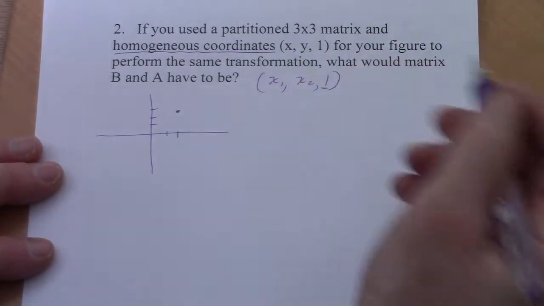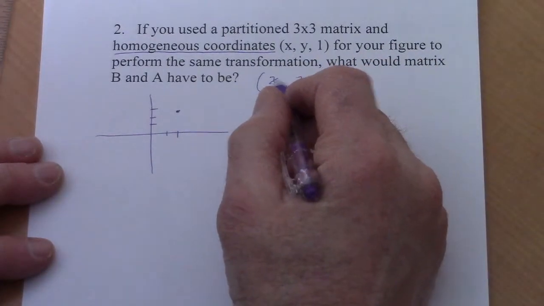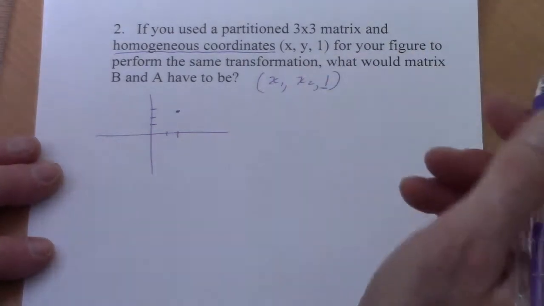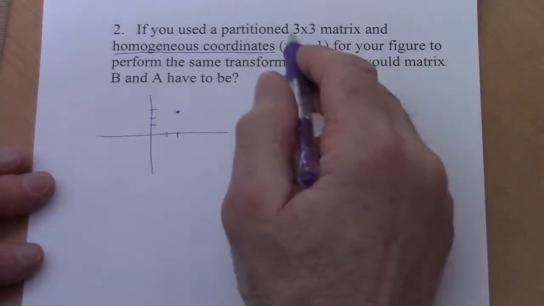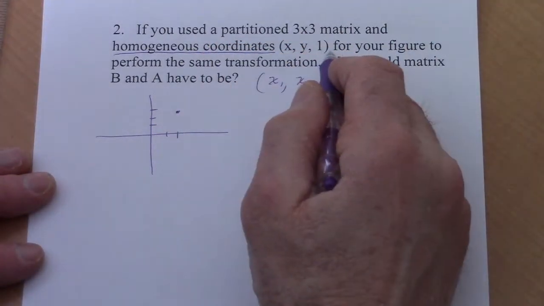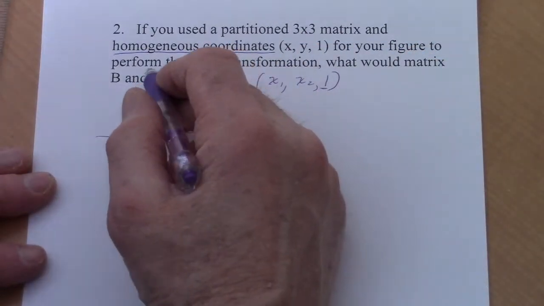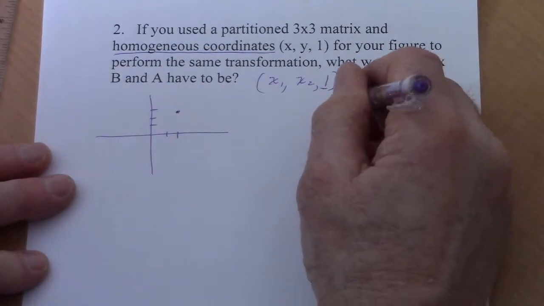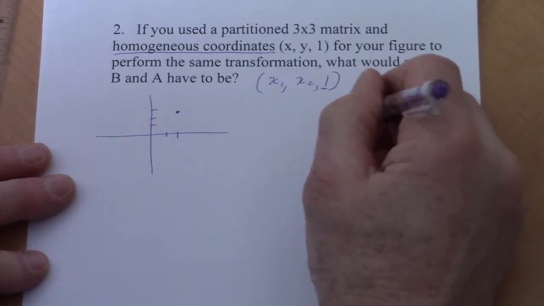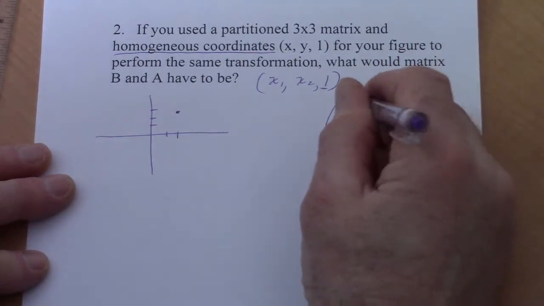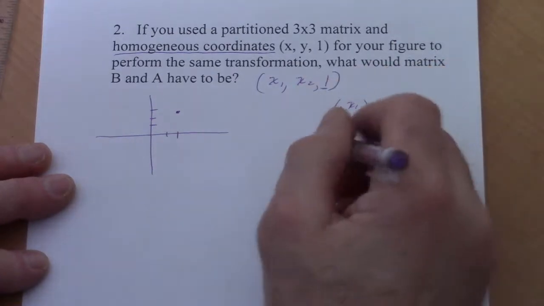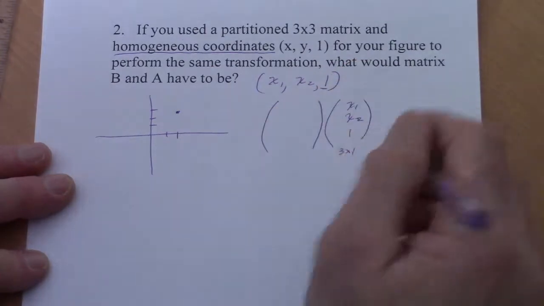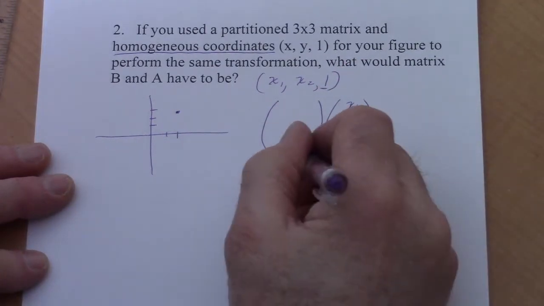So this provides us an extra parameter that we can add something to, one or the other of those coordinates. So if you have a partition 3 by 3 matrix and homogeneous coordinates for your figure, to perform the same transformation, what would B and A have to be? So instead of just x sub 1, x sub 2 as your two values, we have x sub 1, x sub 2, and 1, which means this is a 3 by 1 matrix, and so B is going to have 3 columns.